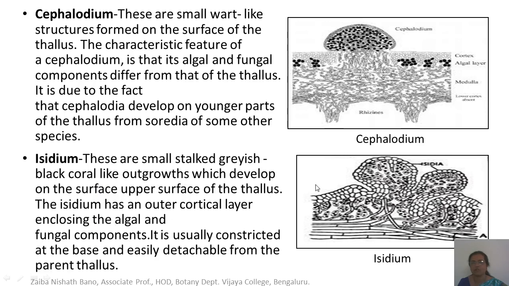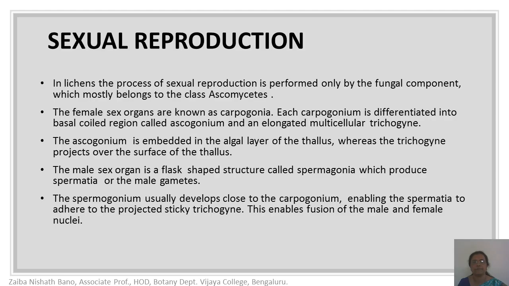They have an outer cortical layer. You can see one cortical layer here, enclosing the algal and fungal components. It is usually constricted at the base. Constricted means it's narrow at the base, and it is easily detachable from the parent thallus. So once it is detached from the parent thallus, it develops into a new lichen.